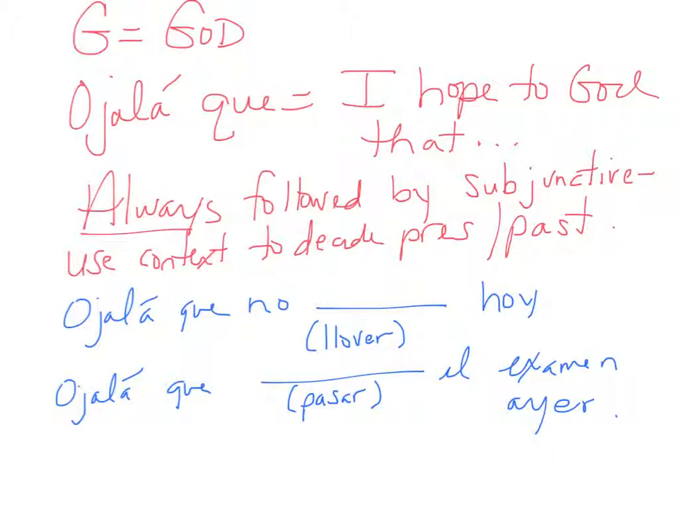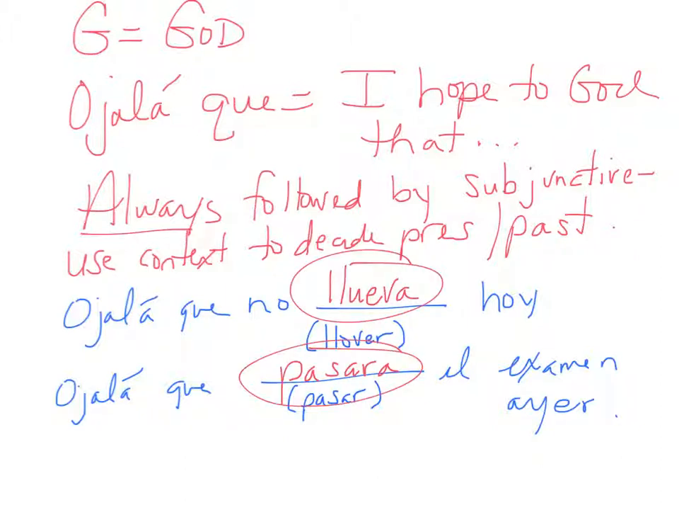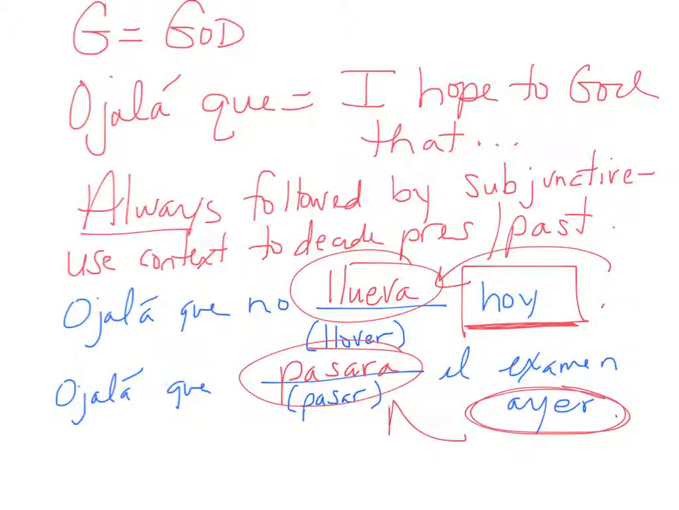The key with this is you need to use context clues from the remainder of the sentence. The sequence of tenses won't work here to indicate whether you should use the present or the past subjunctive of these. Try these 2 examples and then check your answers. So here are your answers. Ojalá que no llueva hoy. I hope to God that it does not rain today. So that indicator of today tells me I want to use present subjunctive there. And then ojalá que pasara el examen de ayer. I hope to God that I passed the test yesterday. So it was yesterday, so that indicates I should use the past subjunctive.